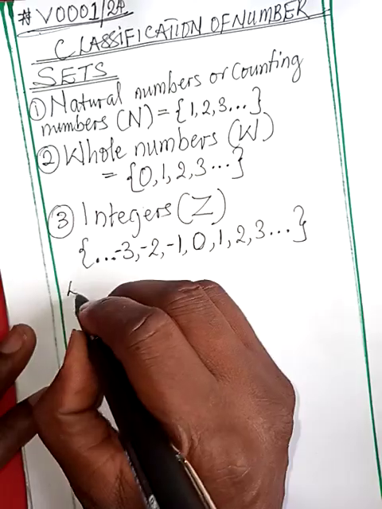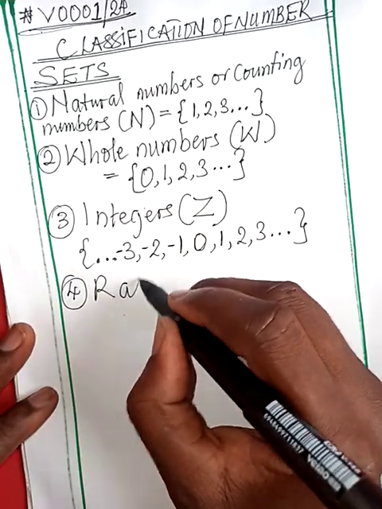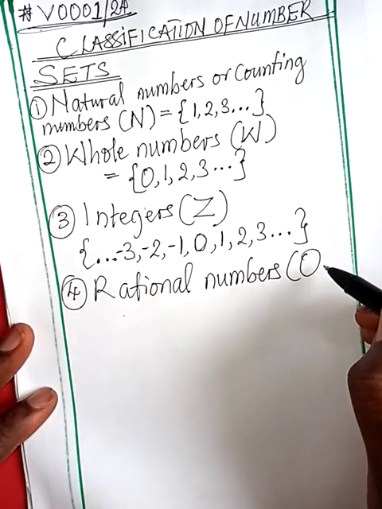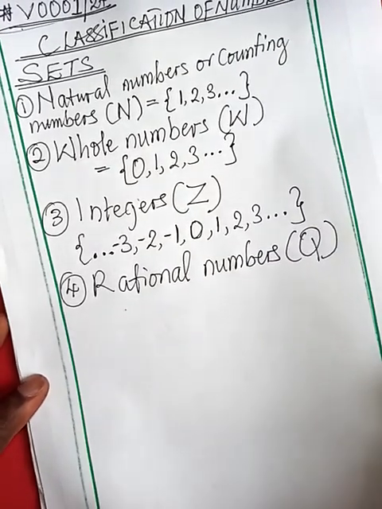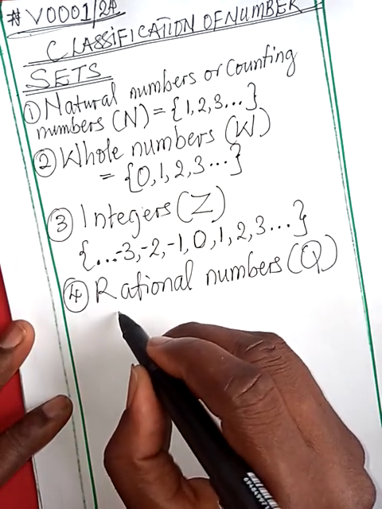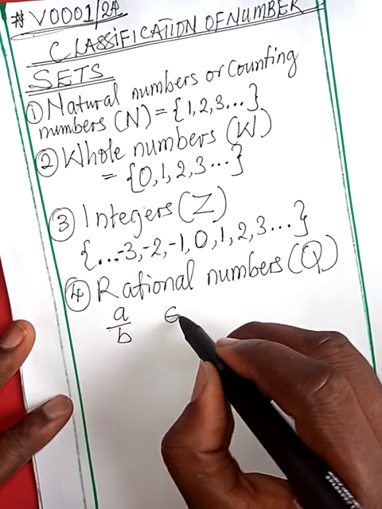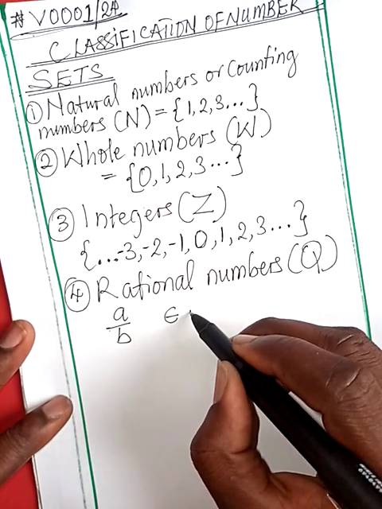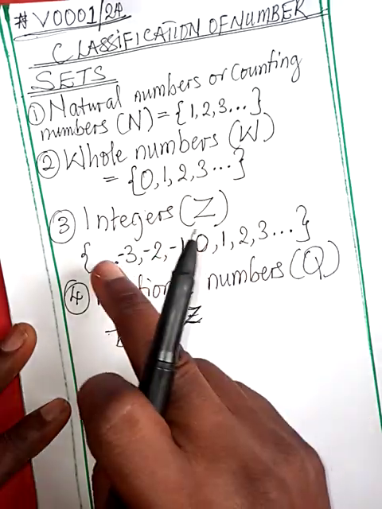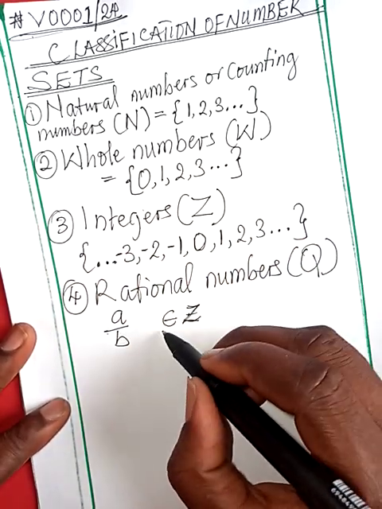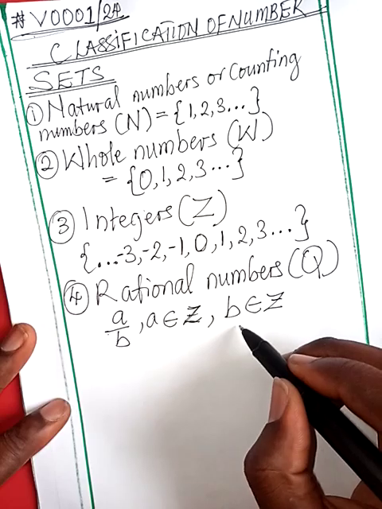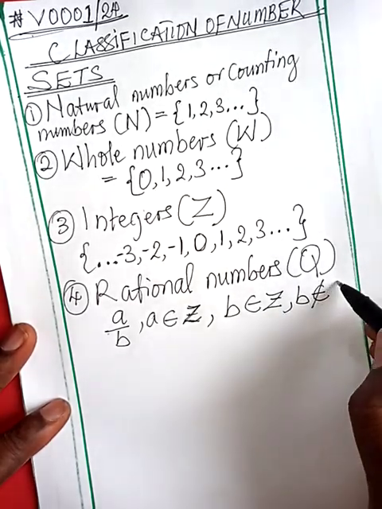After integers, we have number 4 classification. We have rational numbers. Rational numbers are conventionally represented by Q. These are numbers that can be expressed as a fraction, as A over B, where this symbol means an element, where A is an element of the integers, where A is an integer. That means this A can be any of these numbers. A is an element of the integers, and B is also an integer, but B cannot be 0.